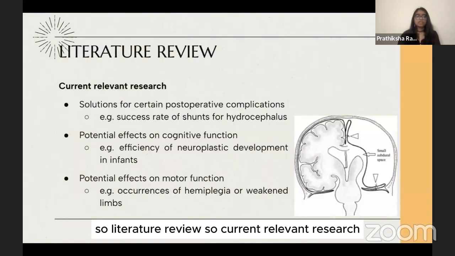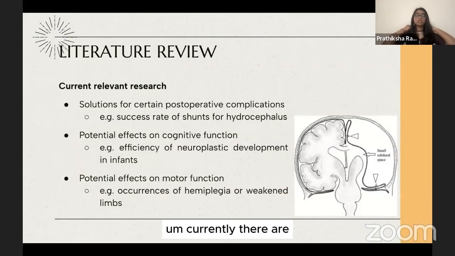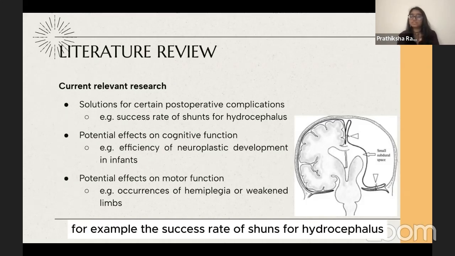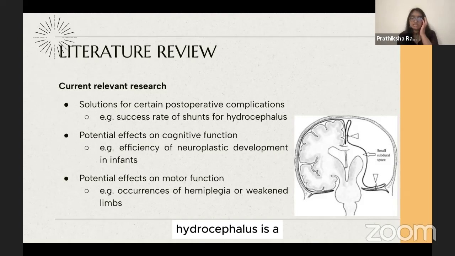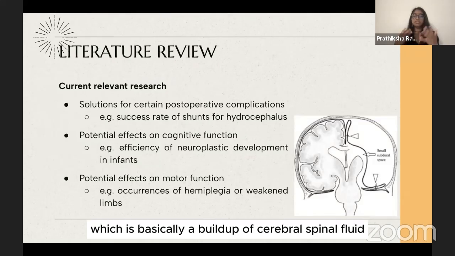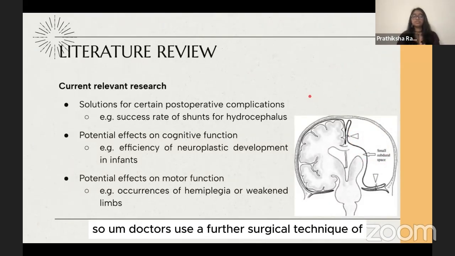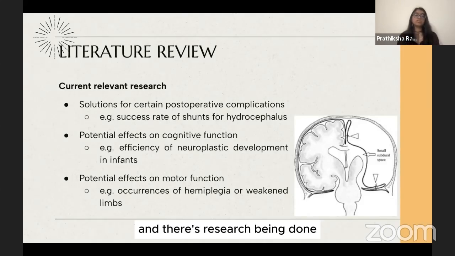So literature review. So current relevant research, currently there's research going into different solutions for certain postoperative complications. For example, the success rate of shunts for hydrocephalus. Hydrocephalus is a condition that occurs after the surgery, which is basically a buildup of cerebral spinal fluid in the residing cavity, as you can see here. So doctors use a further surgical technique of using a shunt, which basically just drains that fluid. And there's research being done regarding the success rate and how useful it actually is.